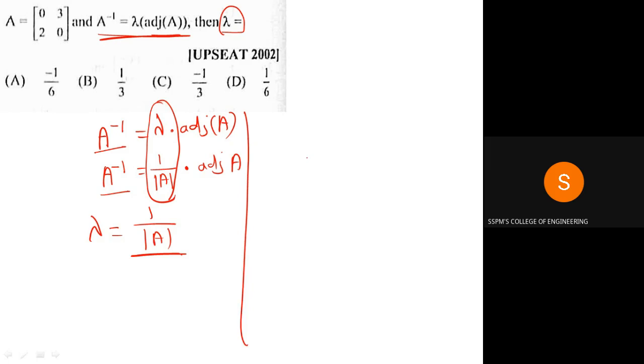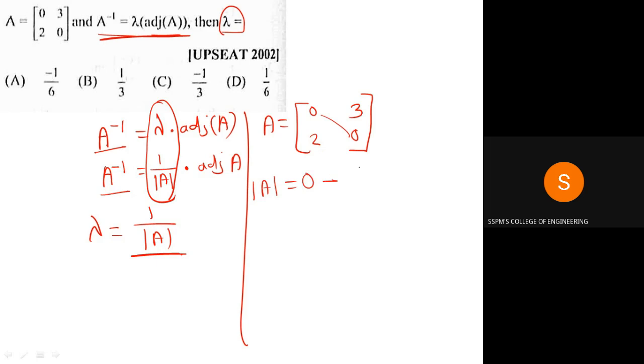Now we will find the determinant of A here. A is given as 0, 3, 2, 0. We will find the determinant of that matrix. Determinant of A is equal to what? First, we will find the product of these two: 0 into 0 is 0.